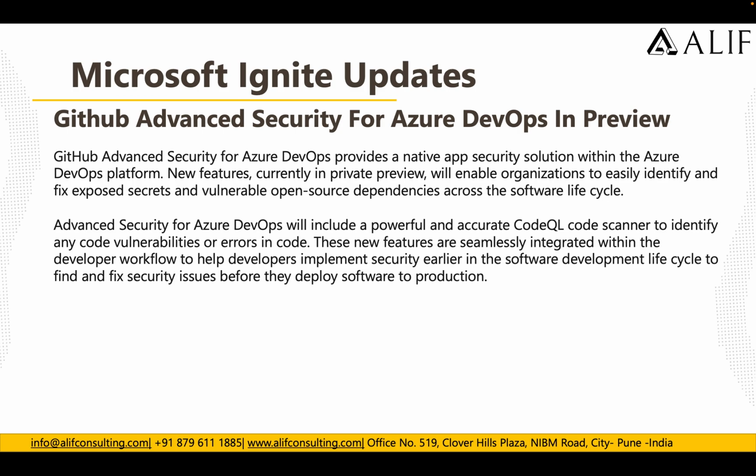So these are the new advanced security options available for Azure DevOps, where your code is going to be scanned by CodeQL, which is going to identify the vulnerabilities and errors in the code, and from there you can fix all of those vulnerabilities and errors before deploying directly into the production environment.